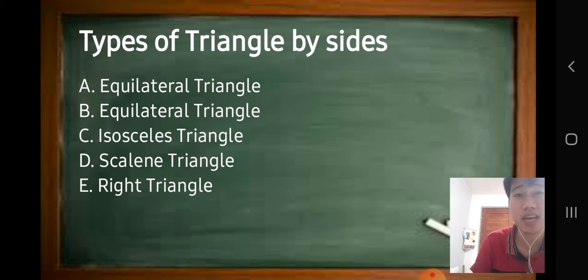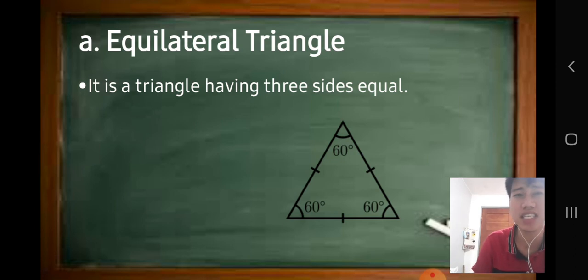So first is equilateral triangle, second is equiangular triangle, and then isosceles triangle, scalene triangle, and right triangle. So first is equilateral triangle. An equilateral triangle is a triangle having 3 sides equal. Therefore, the sides of the triangle are equal to each other, and also each angle is equal to another.